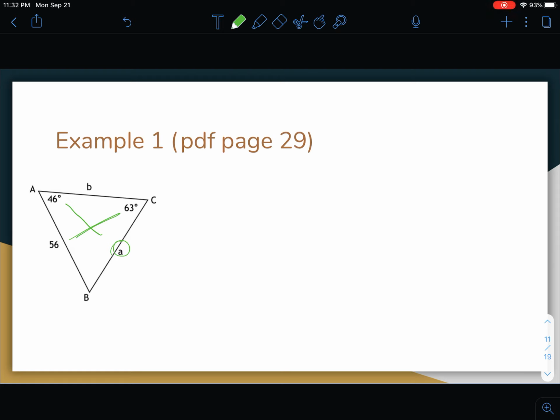The other thing I know that we can do would be to find the measure of angle B. So I'm going to write this out. Measure of angle B equals 180 degrees minus the 46 minus the 63, because we know the sum of the angles in a triangle is 180 degrees. So the measure of angle B is 71 degrees. So we can go ahead and put that missing angle. So that's one of the pieces we need to find. Now the next piece is side A and then also side B.